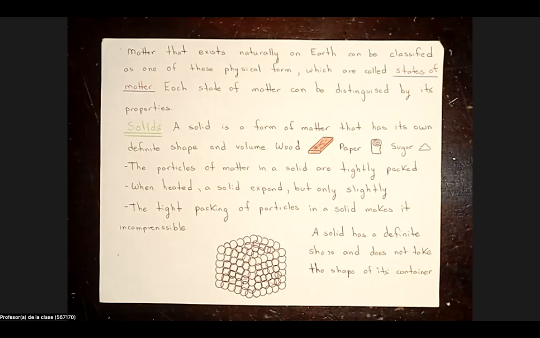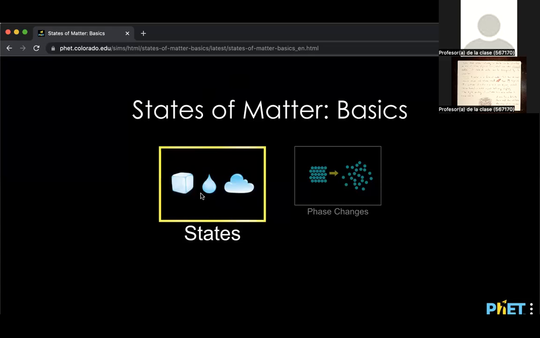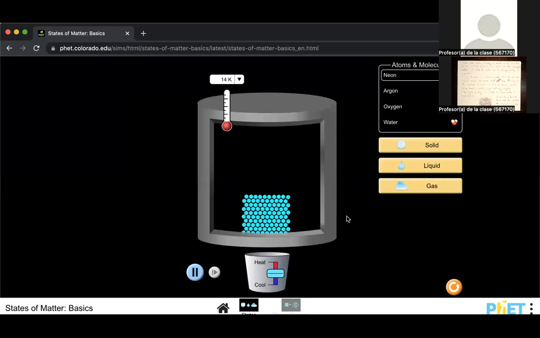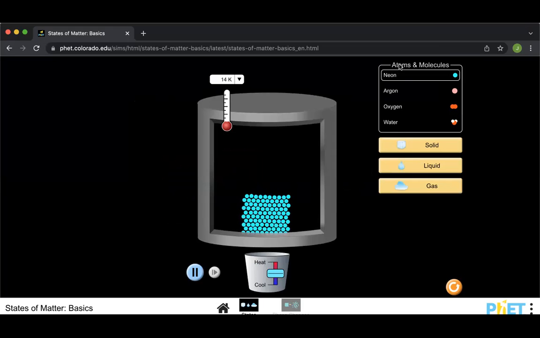I'm gonna show you a picture about the states of matter, particularly solid. So look at this, okay? We have a cylinder, and we can choose neon, argon, oxygen, and water, okay? For example, oxygen, okay? So let's remember this important thing. You have the cylinder, yeah? Inside the cylinder, we have a solid made of oxygen.